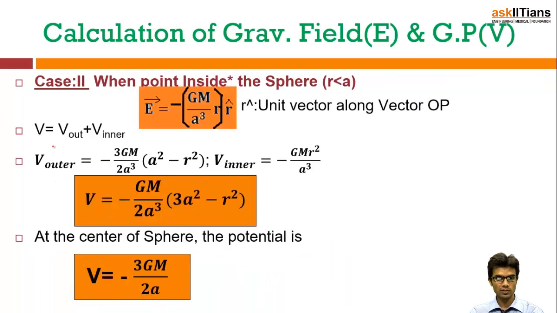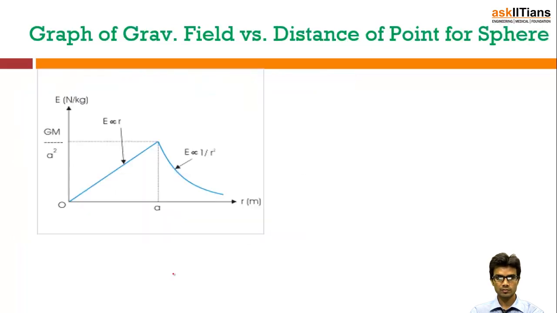So here, V outer is equal to minus 3GM by 2a cubed into a square minus r square, and V inner is equal to minus GM r cubed by a cubed. So we are adding this, V is equal to minus GM by 2a cubed into 3a square minus r square, where a is the radius of the sphere. At the center of the sphere, we have to put r is equal to 0, we will get V is equal to minus 3GM by 2a.